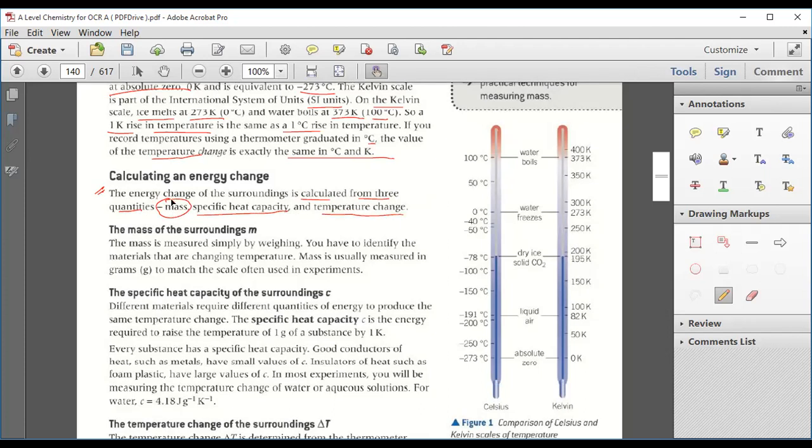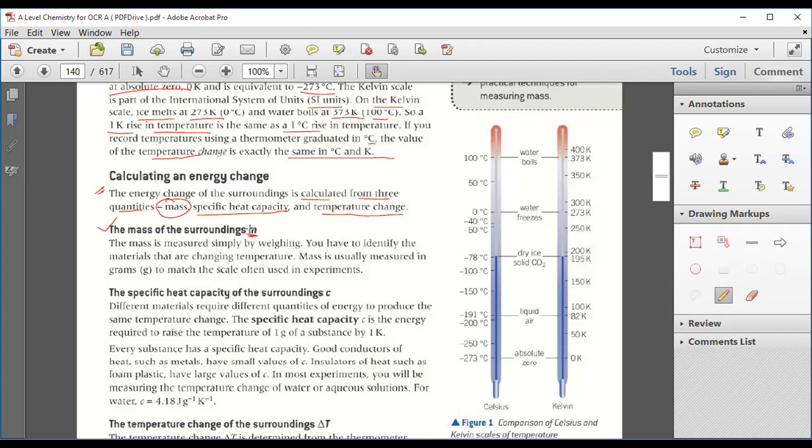I'm again repeating: the energy change of the surroundings, that is delta H or delta E, is calculated from three quantities. The three quantities are mass, specific heat capacity, and temperature change. Now the mass of the surroundings is denoted by small m. The mass is a measure of simply weighing it. We just weigh it, and whatever we get is the mass.